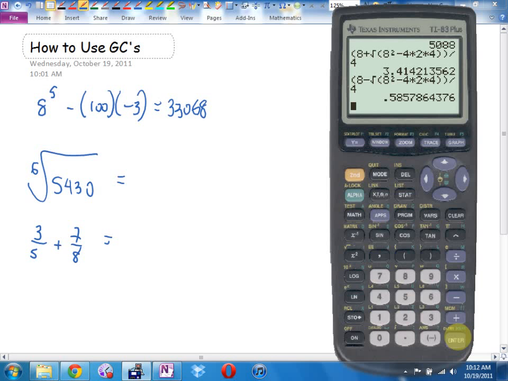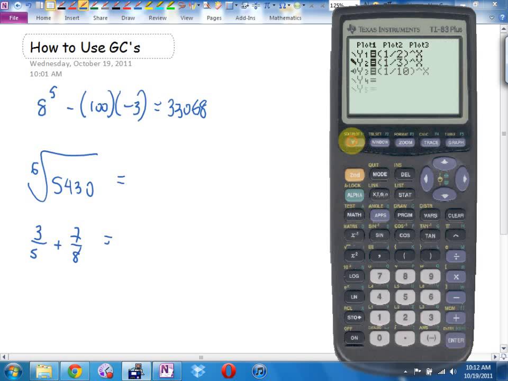How to graph. Press y equals right here. You might have some graphs on your screen already. If you have a y1 or a y2 or a y3, just press clear, down arrow, clear, down arrow, clear, until everything is cleared. So clear any graphs that you have there already.